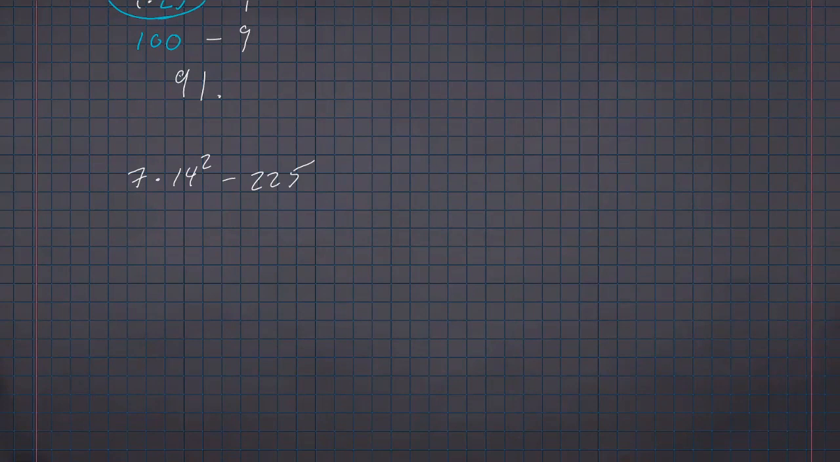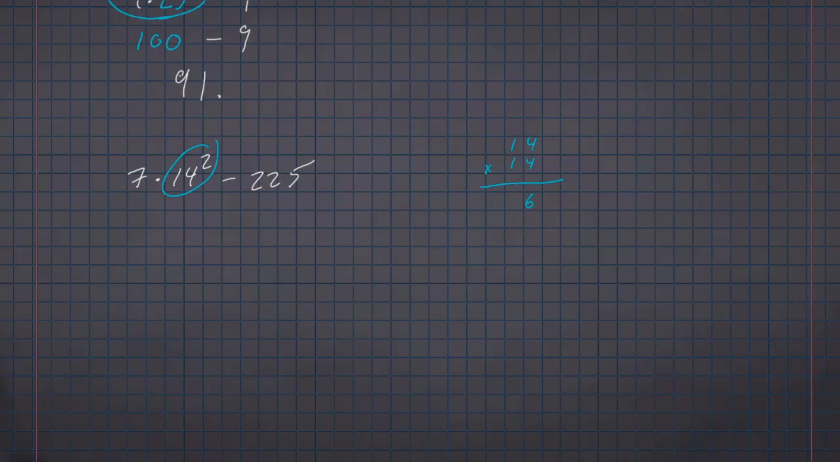For example, 7 times 14 squared minus 225. Well, it's the same process as the last one. I just changed the numbers, right? The three operations going on here are exactly the same. So the first thing I want to do is evaluate 14 squared. Right, 14 squared is not one I know offhand, but squaring means multiplied by itself. So 14 squared is 14 times 14.